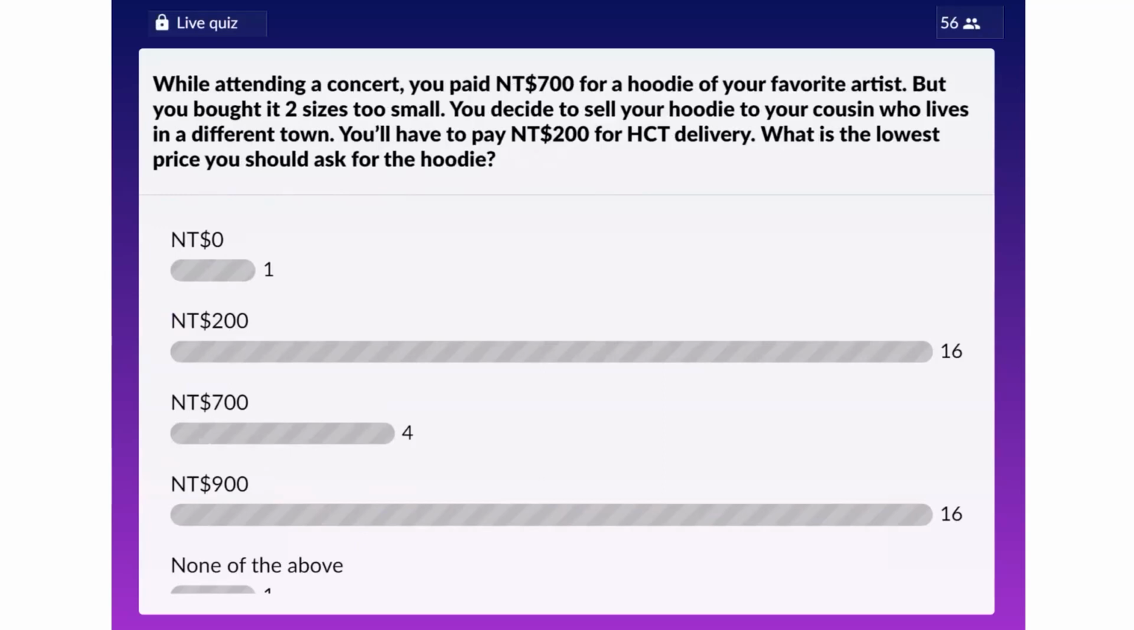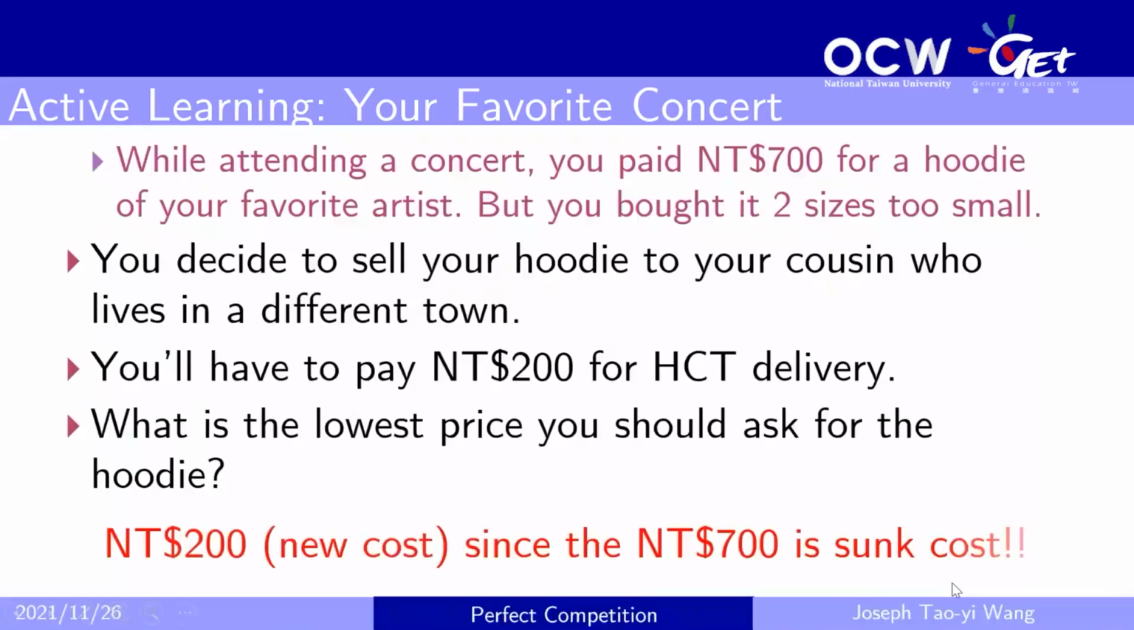Well, it's pretty diverse. And the answer is 200. Why is it 200? Well, the key thing is that you already paid the $700. It's sunk cost. Too bad. Can you go and demand a refund from your favorite artist? No. Too bad. So as long as your cousin is willing to pay at least $200, you might as well just give this hoodie to him or her. Otherwise, you'll have this hoodie in your closet that's going to take up space and you'll never use it anyway.